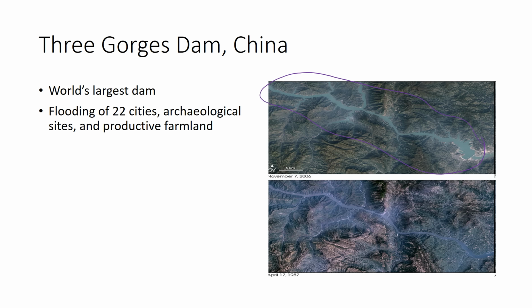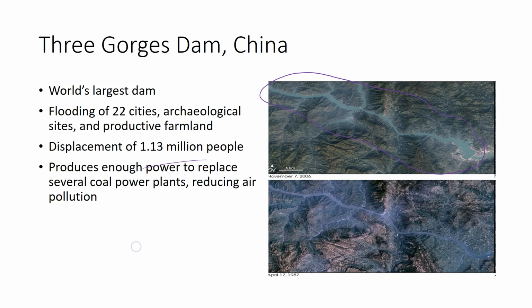It flooded some important archaeological sites, and it also flooded some productive farmland, which again, we always find along our river deltas. Okay? 1.13 million people just had to up and leave because the Chinese government decided they wanted to build this dam. But the plus side of that is it produces enough power to replace several coal plants, which reduces air pollution, which has been a major problem in China.